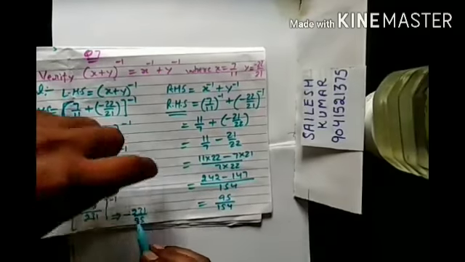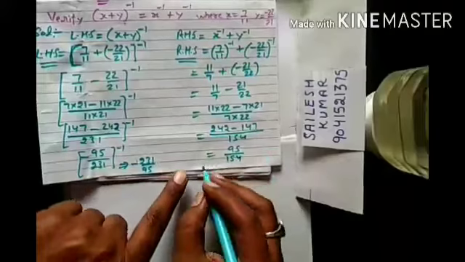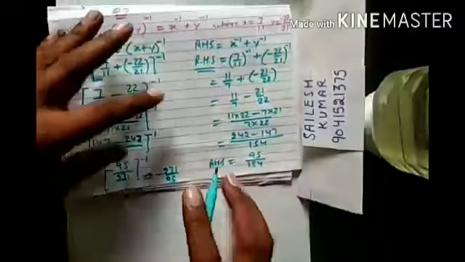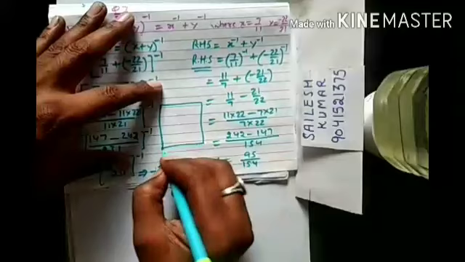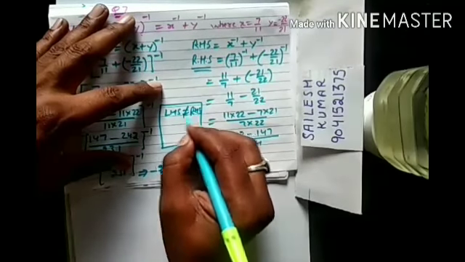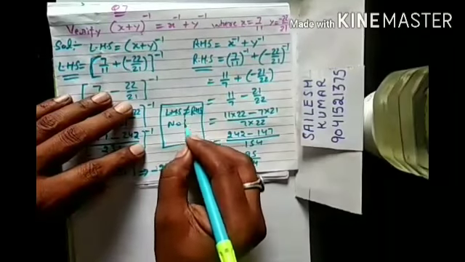Here you see the answer for the left hand side is this and the right hand side is this. These are not the same, therefore we can say the left hand side is not equal to the right hand side. So it is not true.